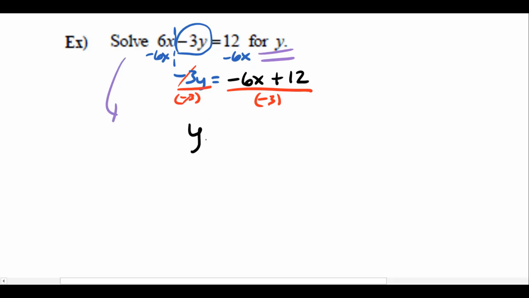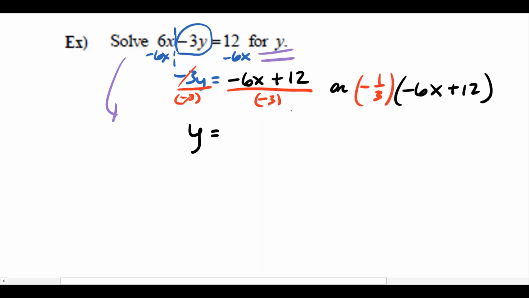Y equals, now I want to look at this negative 6x plus 12 all over negative 3. And I notice that this is the same, this factor of negative 1/3. We could create a factor in the denominator, or we could instead multiply that factor of negative 1/3, this fractional factor, times the whole right side. If I put that in parentheses, it would be negative 6x plus 12.